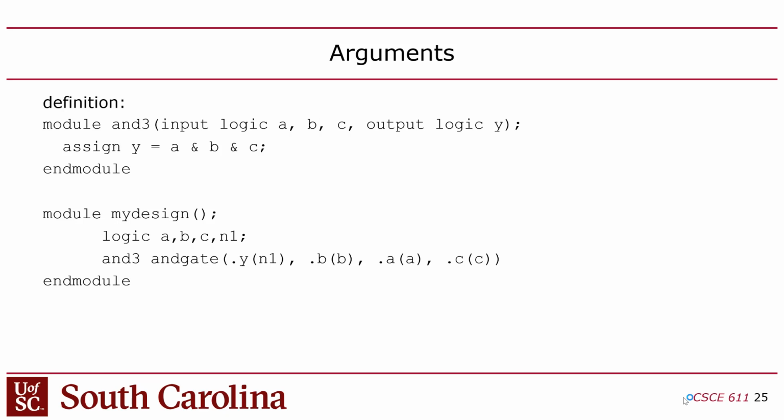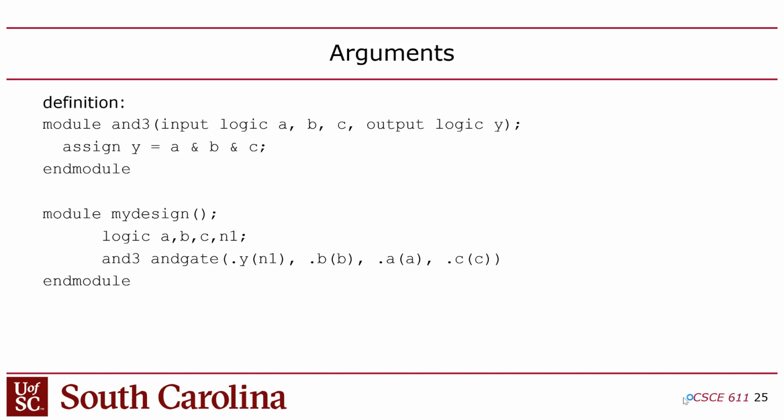But in this case, my design has no inputs, no outputs, and it has 4 internal signals, A, B, C, and N1, which are declared internally. You could think of these as like local variables, but in reality, they're wires. And then these wires need to be connected to the and3, which I'm going to instantiate inside the my design.